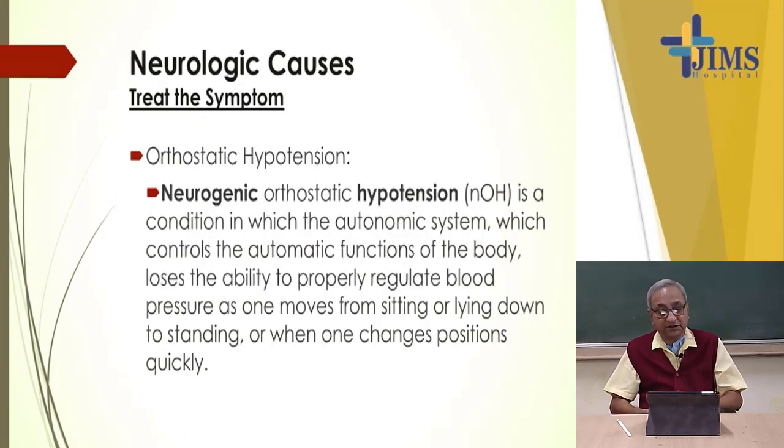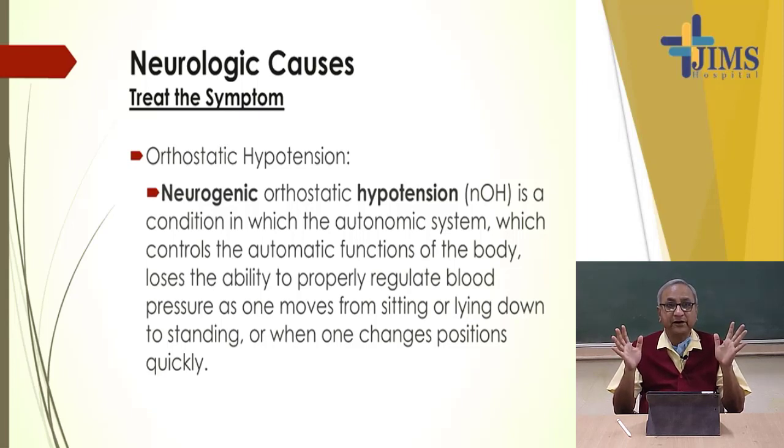What are the neurologic causes? And what do we do? We treat the symptoms. Orthostatic hypotension. What is orthostatic hypotension? Neurogenic orthostatic hypotension is a condition in which the autonomic nervous system, which controls the autonomic function of the body, loses the ability to properly regulate blood pressure. So, the autonomic nervous system has a huge role to play in peripheral vascular resistance. When the autonomic nervous system fails, this peripheral vascular resistance is let loose.